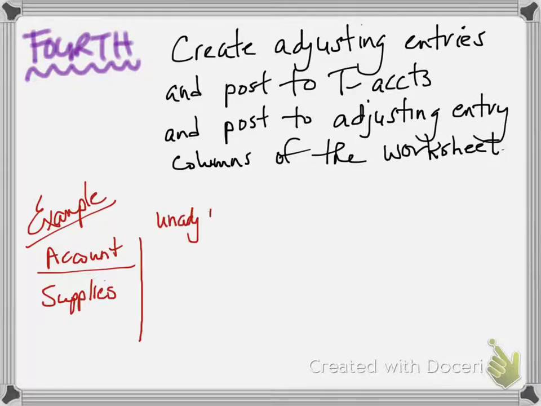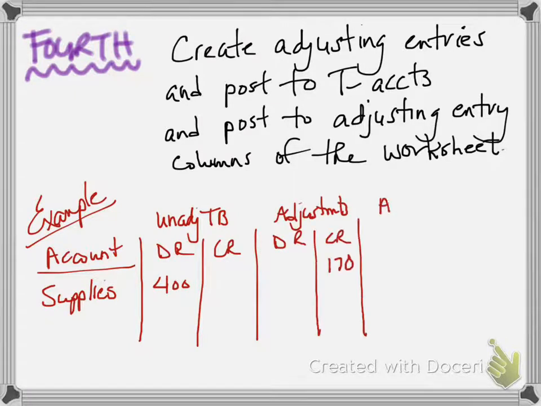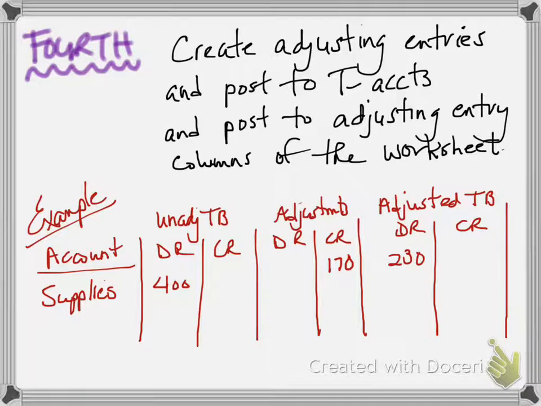So let's say we have the supplies account and we have $400 in the unadjusted trial balance column. So it's a debit balance, it's an asset. And then under the adjustments, we record a credit to supplies of $170. It must be that we used supplies worth $170. So then a debit of $400 less a credit of $170 means we have $230 left in the adjusted trial balance column of the worksheet.